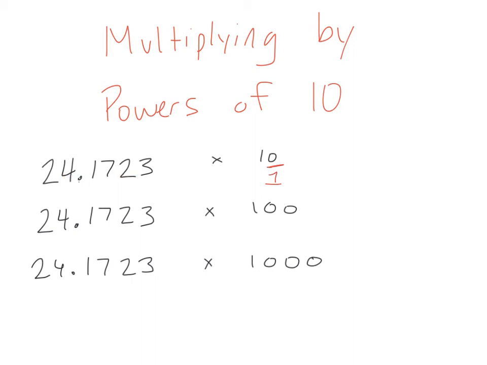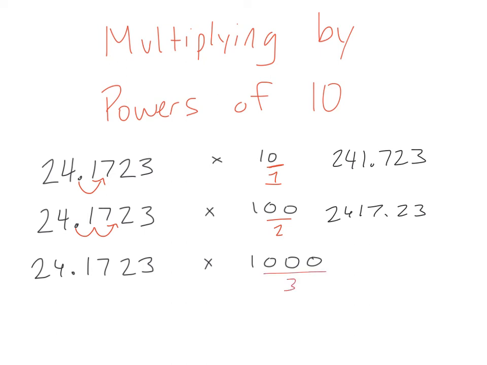So 24.1723 times 10. There's 1 0 in 10, so I'm going to move my decimal 1 place to the right. My answer is 241.723. Okay, how many zeros are there in 100? 2. So when you multiply that by 2, same number times 2, move it 2 places. So now it's 2417.23. And you probably guessed it with 1,000. There are 3 zeros. So how many times do I move my decimal? 1, 2, 3 times. 24172.3, and because this number is 5 digits, I'll put a comma there, and there you go. Easy as that. Powers of 10, super friendly, very easy to use.